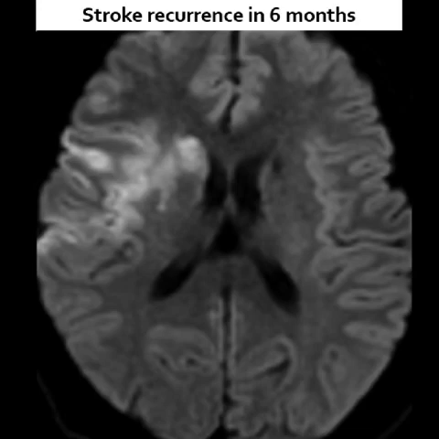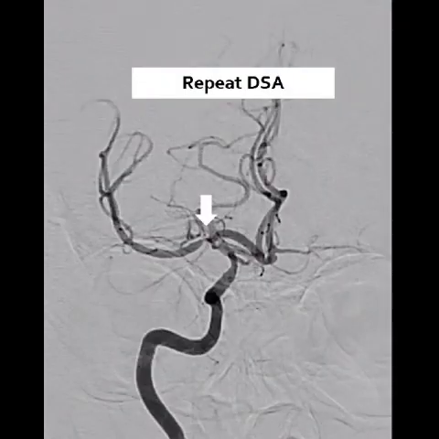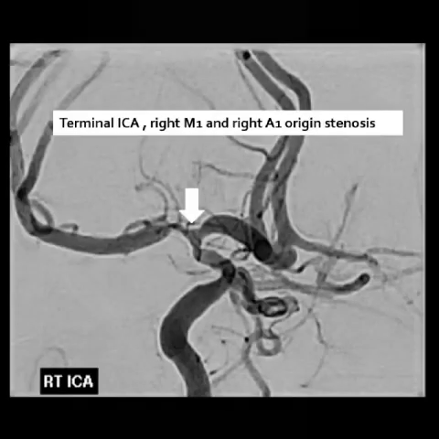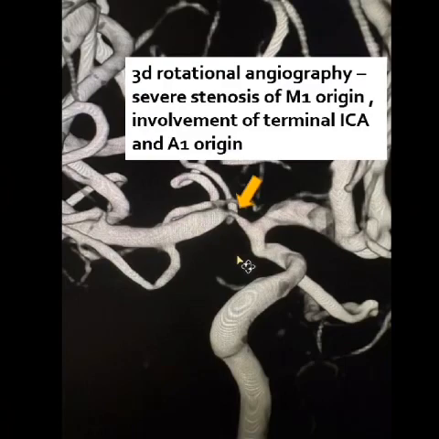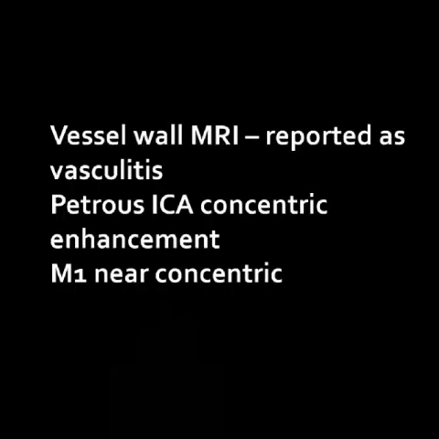This patient presented with recurrent stroke 6 months later with a larger infarct on the right MCA. Repeat DSA showed there was narrowing of the terminal ICA with severe stenosis of the right M1 and some stenosis involving the right A1 origin.